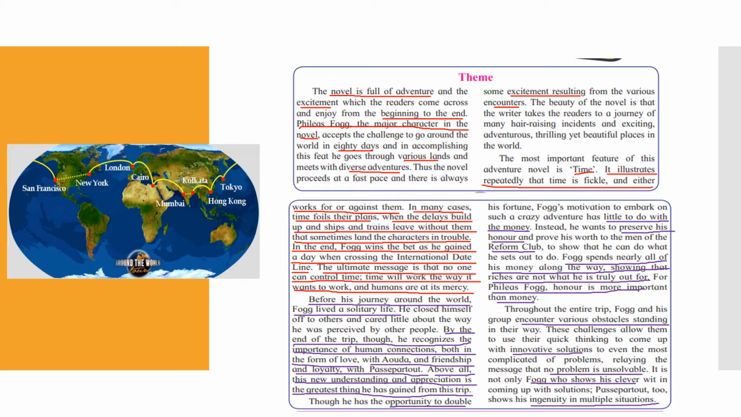Throughout the entire trip, Fogg and his group encounter various obstacles that come across their way. These challenges allow them to use their quick thinking and innovative solutions to even the most complicated problems, relaying the message that no problem is unsolvable. It is not only Fogg who shows his clever wit in coming up with solutions. Passepartout in turn also shows ingenuity in multiple situations.